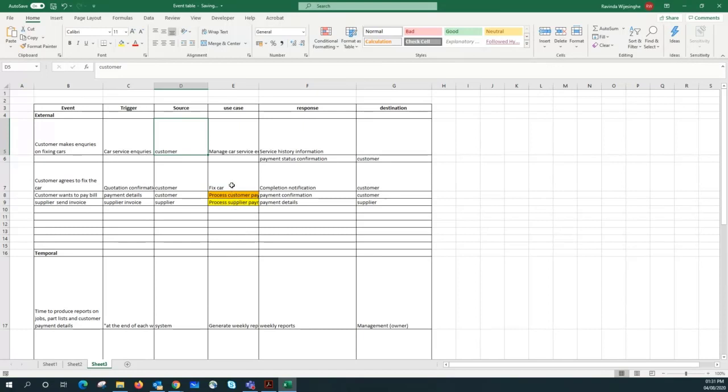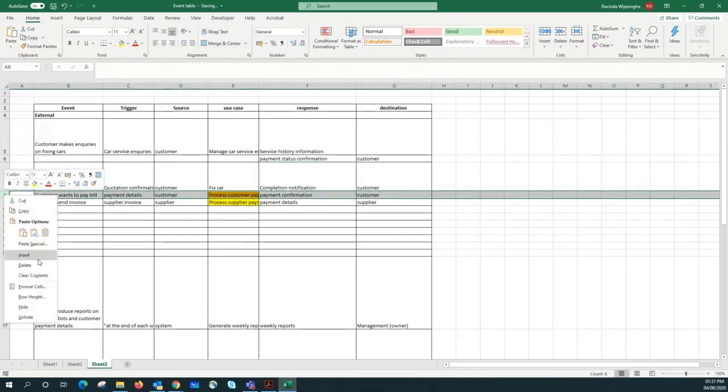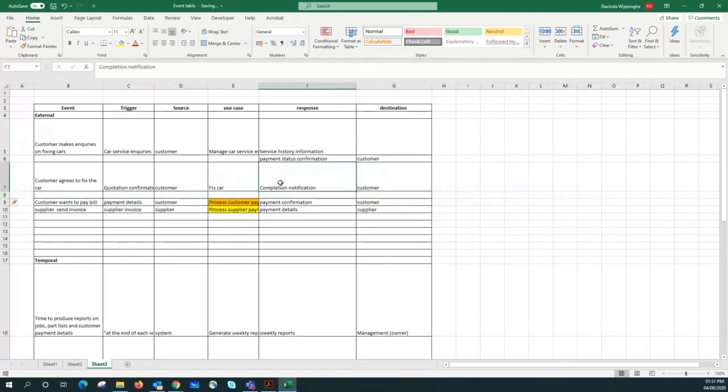And then we have the fix car. So the customer is triggering. So agrees to fix the car. So the customer is the source. Fixing the car, that is the use case. Then I may change this a little bit later on. Maybe we can actually change it here. So I may insert another row. Now we are sending the complete notification.